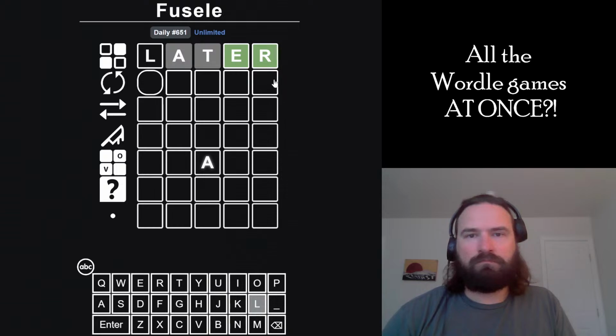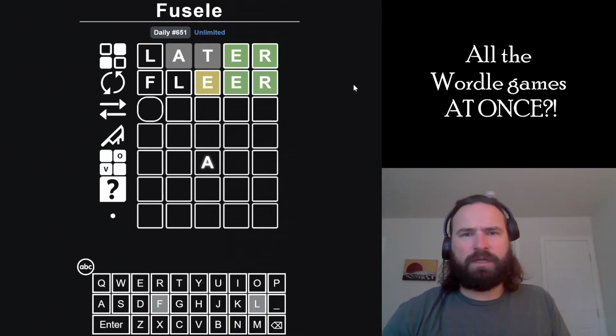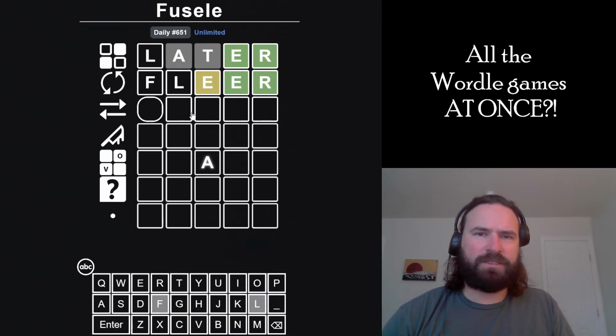I could repeat an E or an R. That seems like a good idea. I think fleer is a word. Okay, so we do have a second E, so that was definitely worth checking. I already knew there wasn't an L, so that wasn't super helpful. Yeah, that was sort of stupid. I could have done steer, which would have been way better, but whatever.